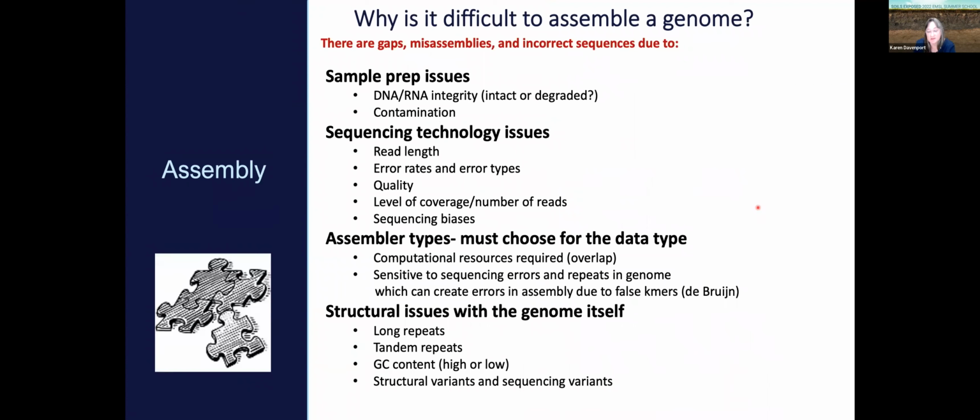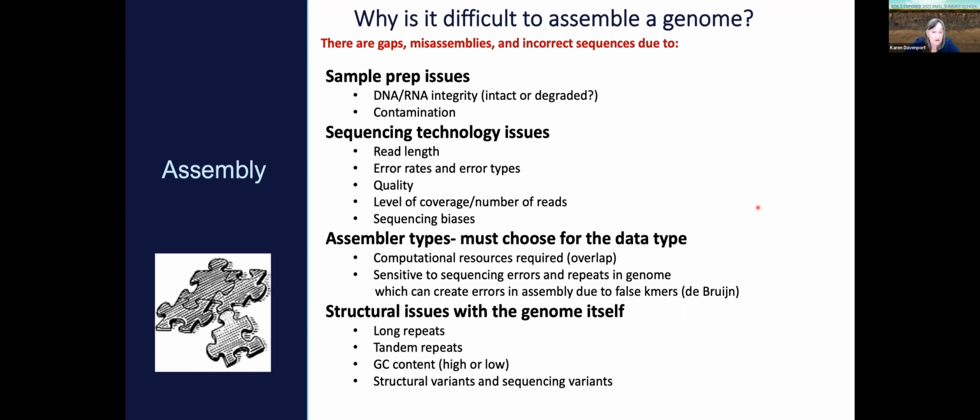So why is it difficult to assemble a genome? Well, you've got gaps, misassemblies, and incorrect sequences due to lots of issues. There may be sample prep issues, issues with the integrity of your DNA or RNA, depending on what you're working with, or contamination. There are issues with the sequencing technologies themselves. Although Illumina is a very mature technology, the longer Illumina read lengths tend to have lower quality at the end, and so that's an issue.